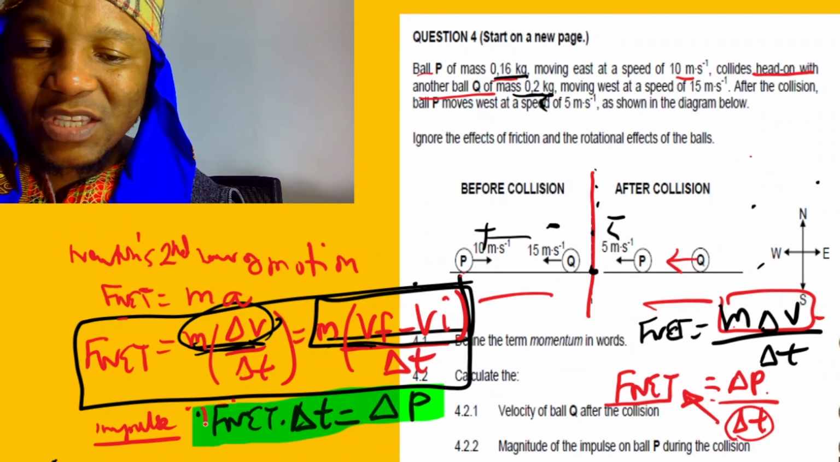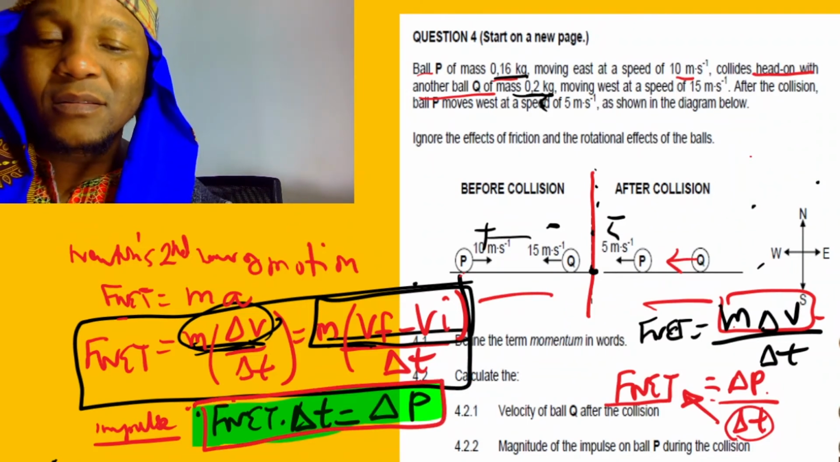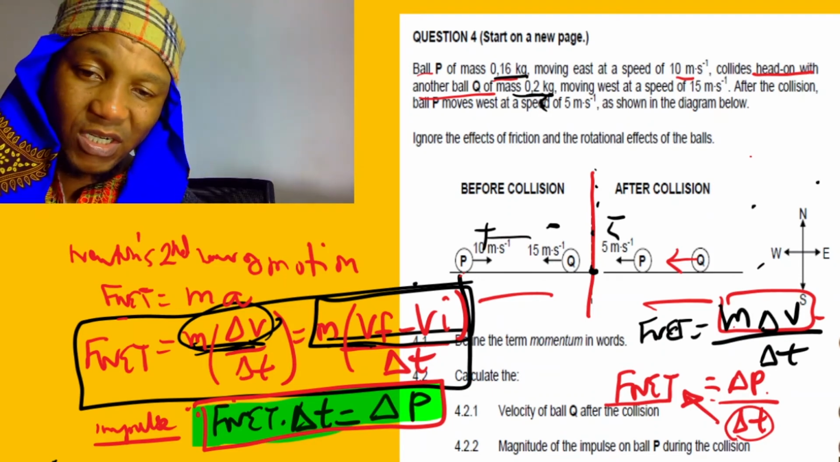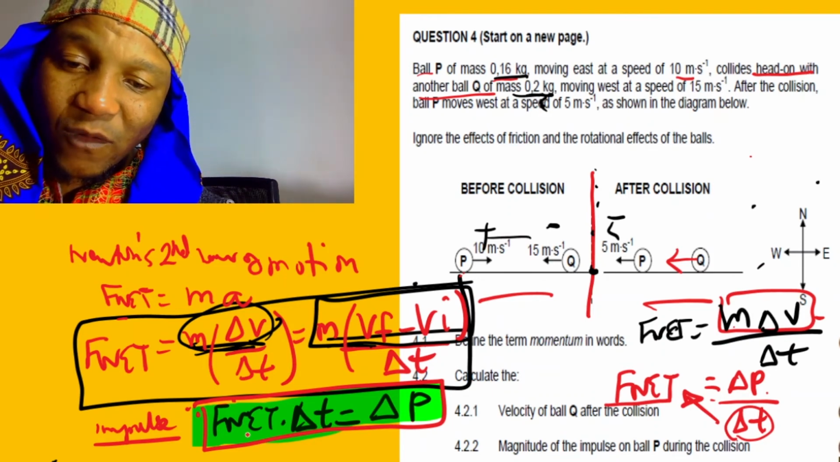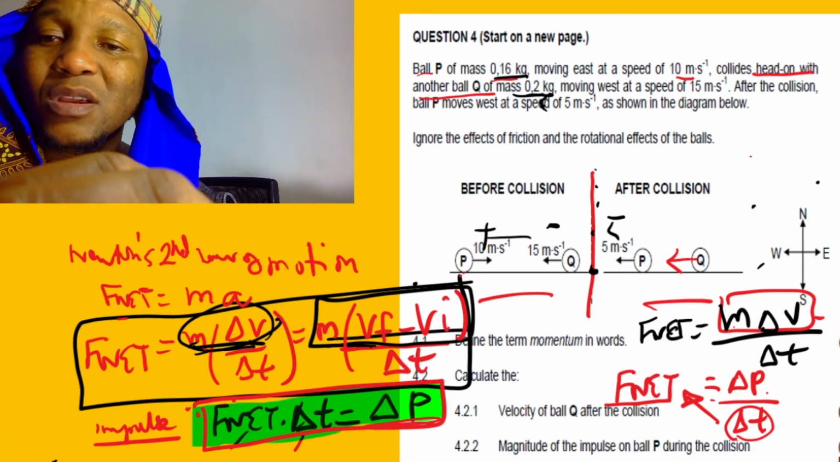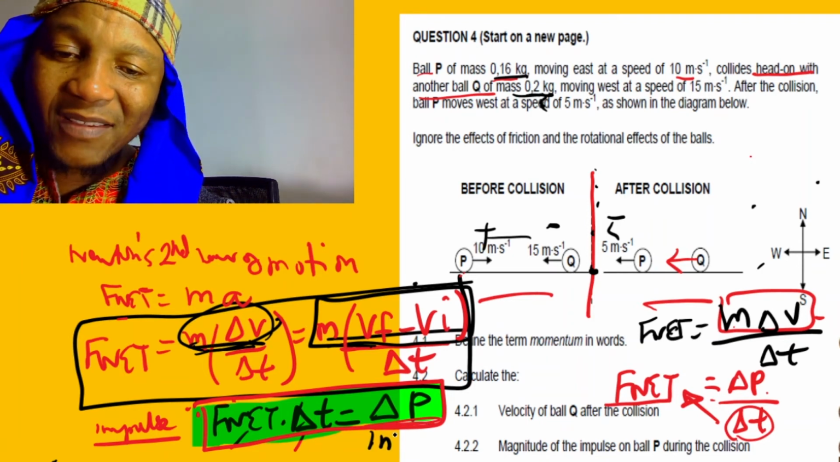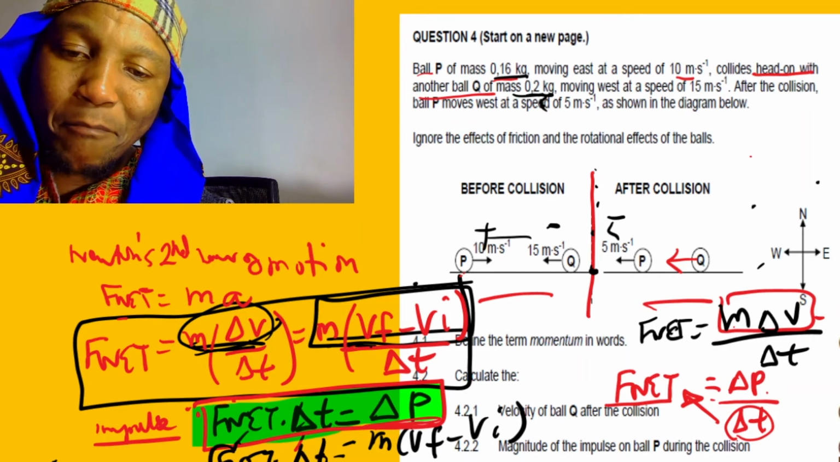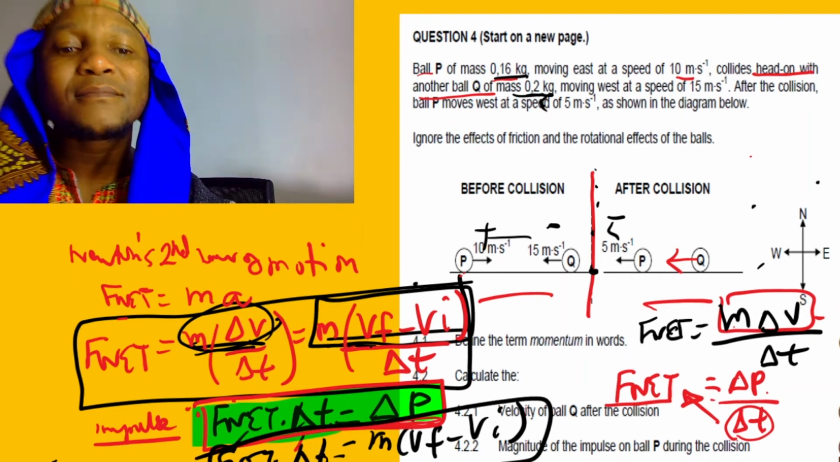But if you don't want to derive it, you can just memorize this simple formula. Or if you forget, you can start from Newton's second law of motion. So impulse equals force times change in time equals change in momentum. And the change in momentum is mass times velocity final minus velocity initial, equal to F net times change in time.